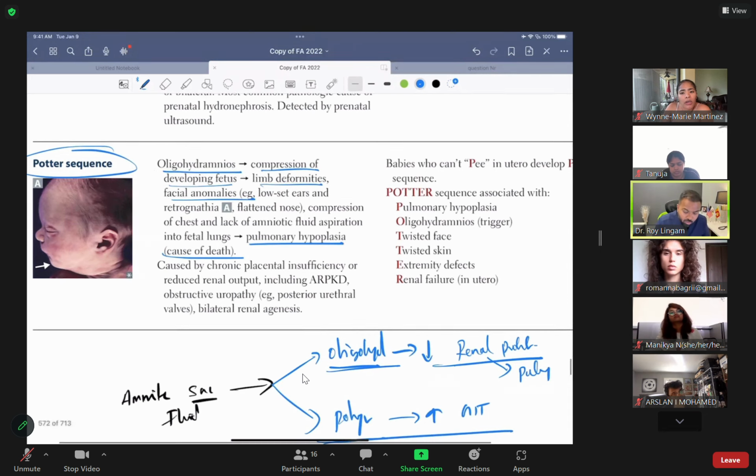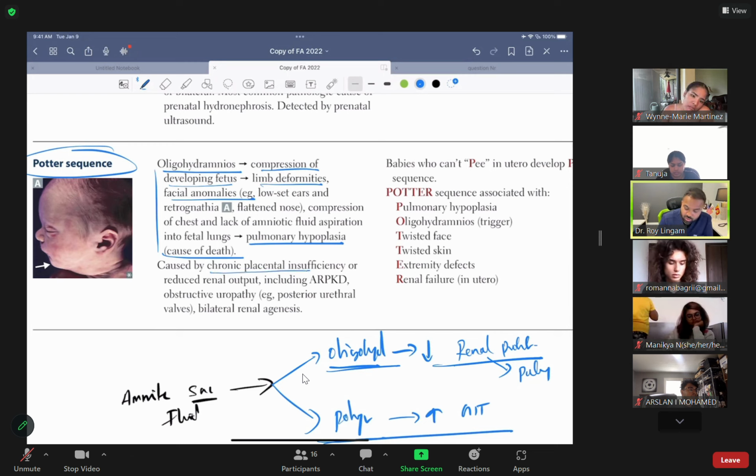Now, you have to be careful here, folks. Sometimes these kids or fetuses are alive while they are in the belly or uterus. The minute you deliver, after a few minutes, they die. Because why? You don't need lungs while you are a fetus. You only need lungs when you are outside. Is that clear, folks? All right. Caused by chronic placental insufficiency and all these things. But the key is the sequence happens when you have oligohydramnios. Everybody clear, folks? All right.